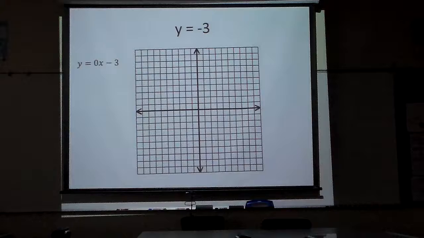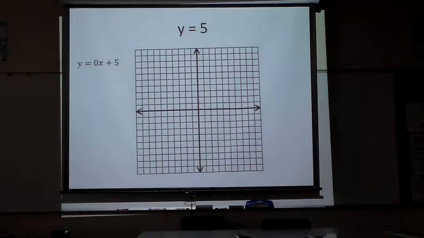So let's look at another one. y equals negative 3. It's like having y equals 0x minus 3. The slope is 0, 0 over 1. The y-intercept is negative 3. I'm going to go up 0, over 1, up 0, over 1. Graph it.